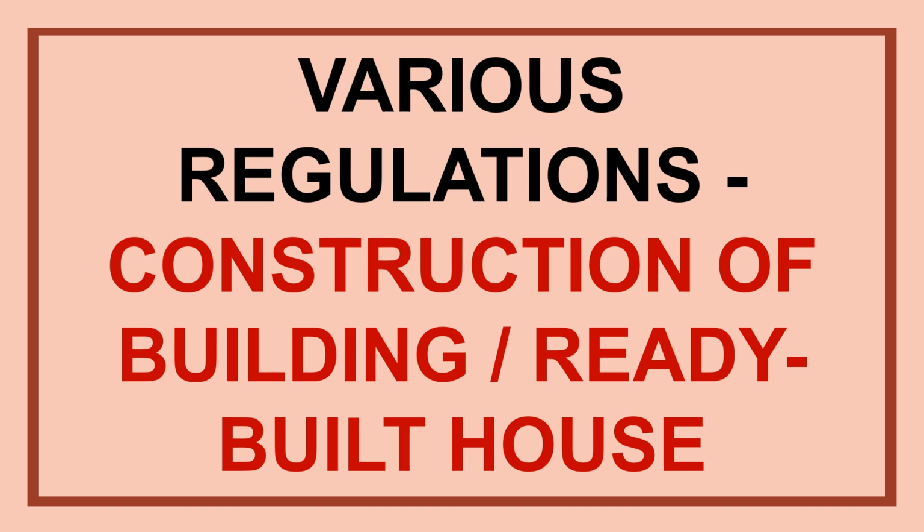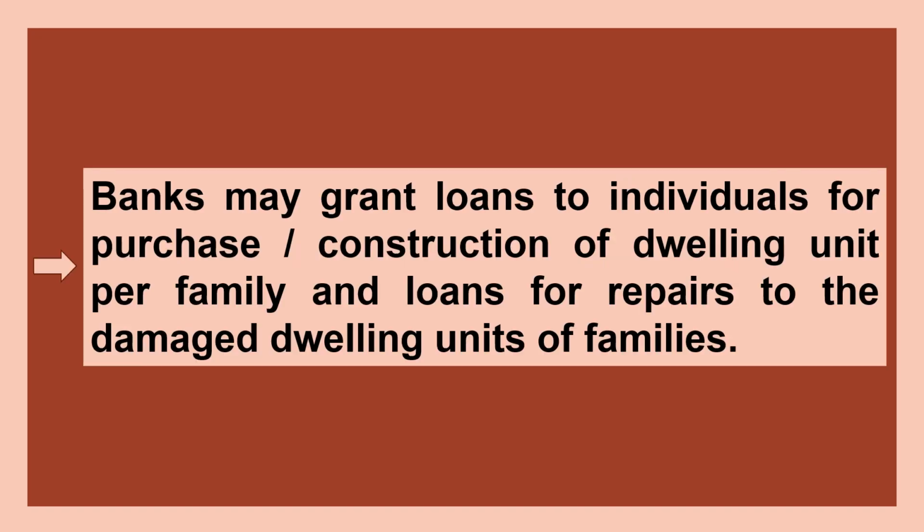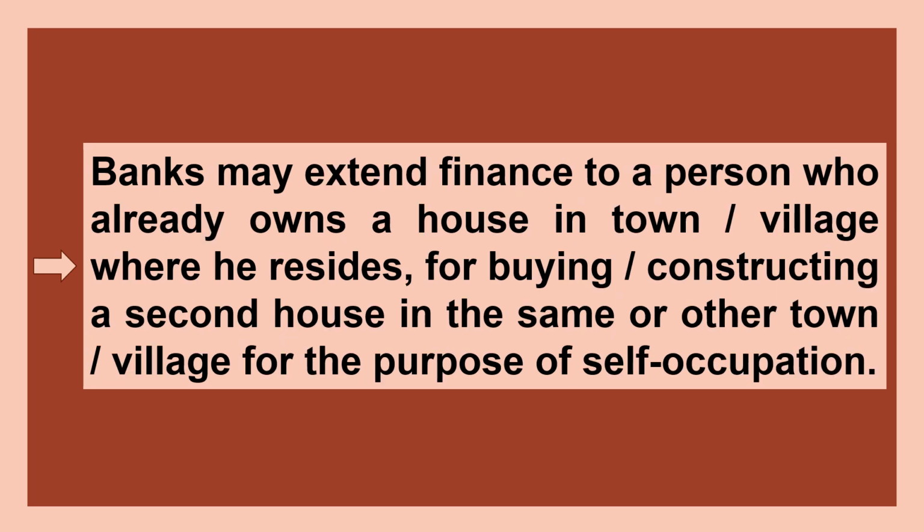Various regulations. Construction of building or ready-built house. Banks may grant loans to individuals for purchase or construction of dwelling unit per family and loans for repairs to the damaged dwelling units of families. Banks may extend finance to a person who already owns a house in town or village where he resides for buying or constructing a second house in the same or the other town or village for the purpose of self-occupation.